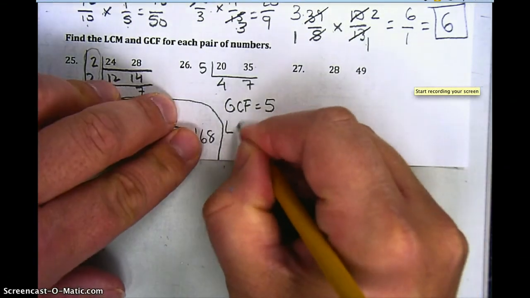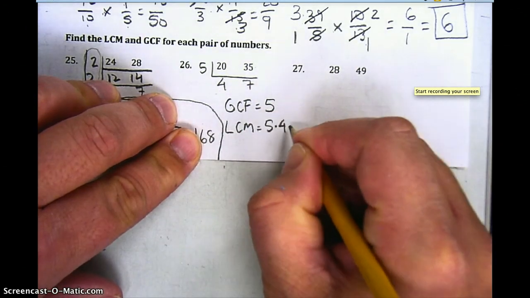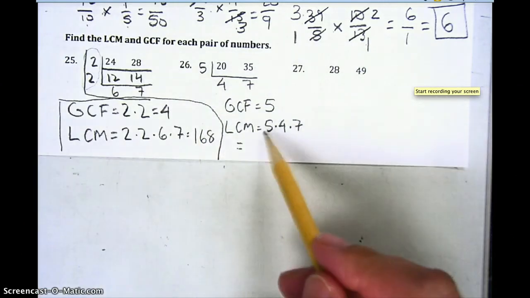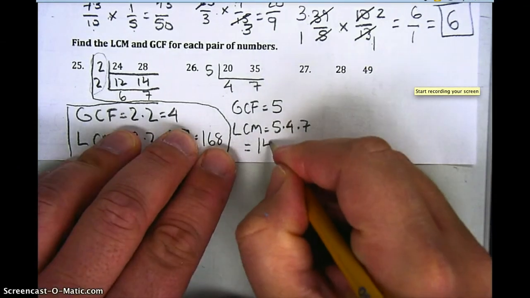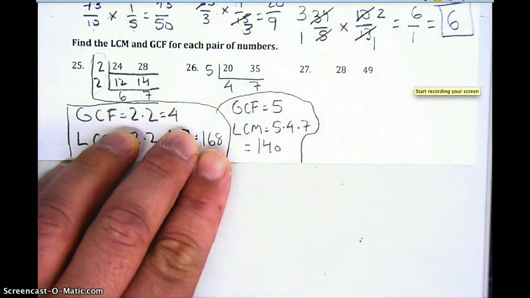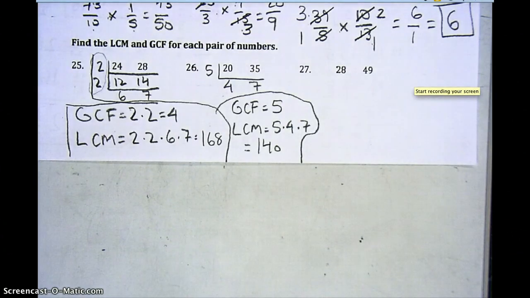And then my least common multiple is going to be 5 times 4 times 7. And that's going to be equal to 5 times 4 is 20 times 7 is 140. So that is how I did that one. I'm going to give you one more chance to do it. So go ahead and pause the video and try and do number 27. Let's see how we did.